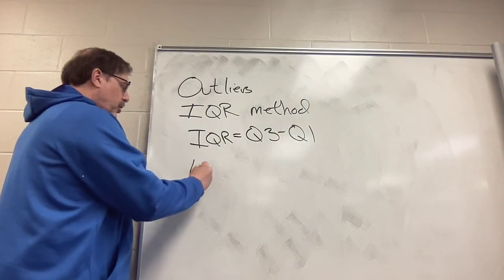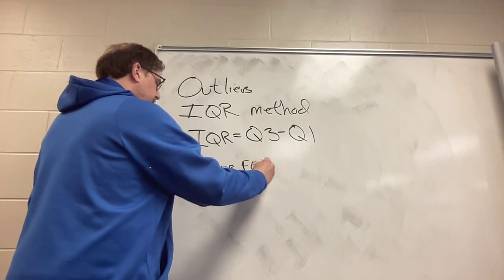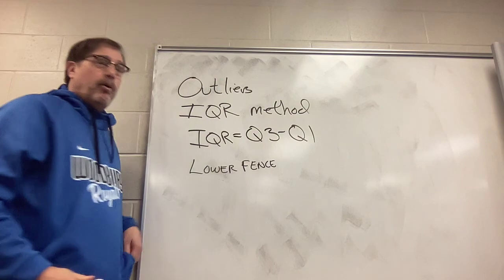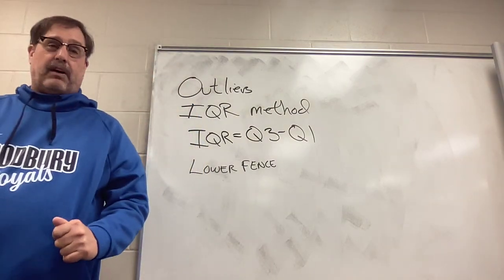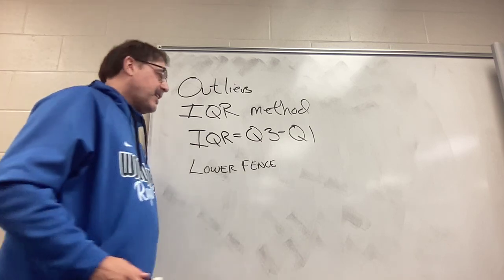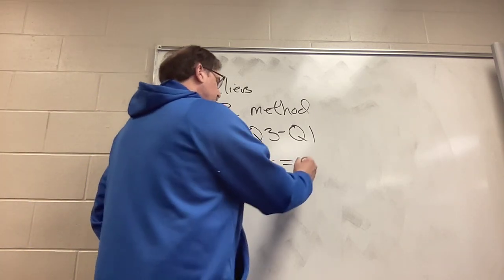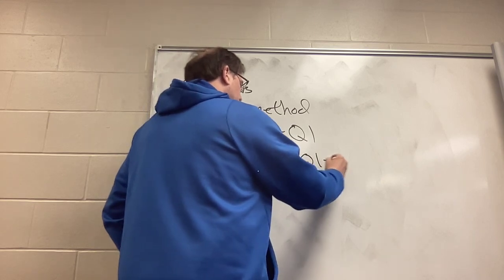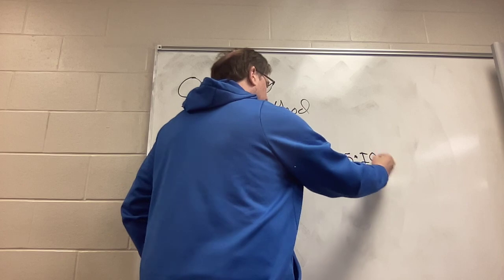Then we have one more. It's going to be called the lower fence. Sometimes they use a different word than fence. The lower fence will be this. Any data below that number will be an outlier. And it's not too hard a calculation. The lower fence is simply Q1 minus 1.5 times IQR.